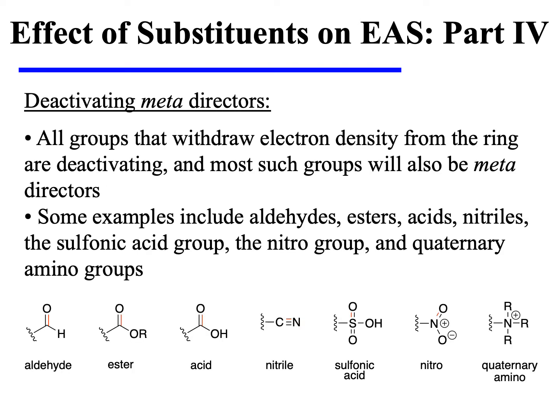On the other hand, we have deactivating meta-directors. All groups that withdraw electron density from the ring are deactivating, and most such groups will also be meta-directors. Some examples include aldehydes, esters, carboxylic acids, nitriles, the sulfonic acid group, the nitro group, and quaternary ammonium groups.